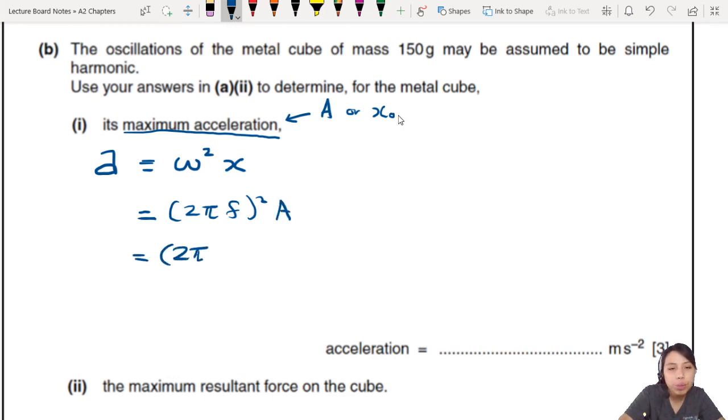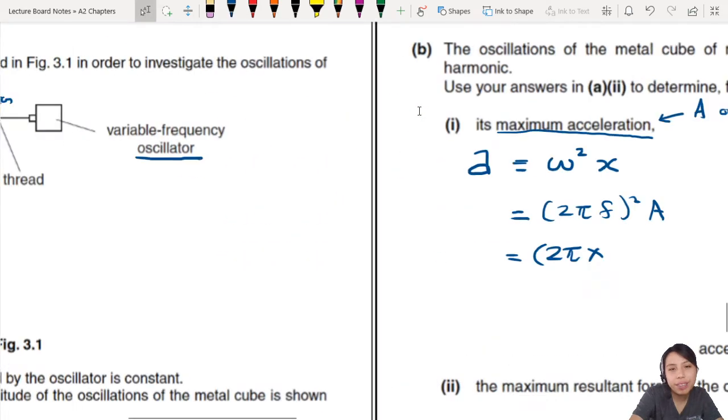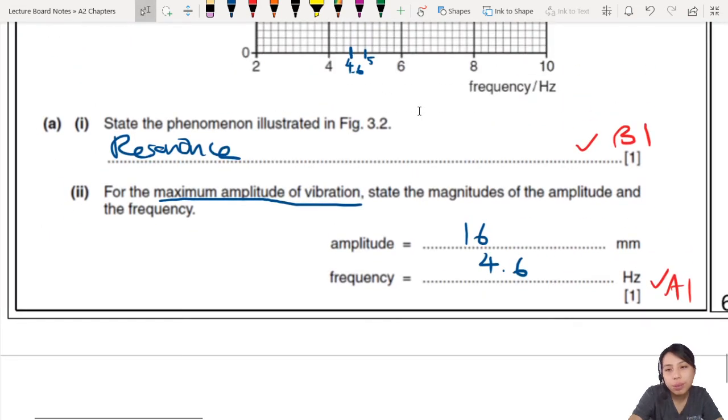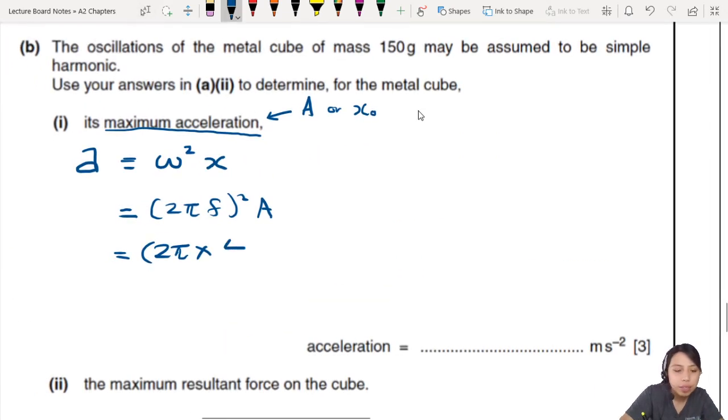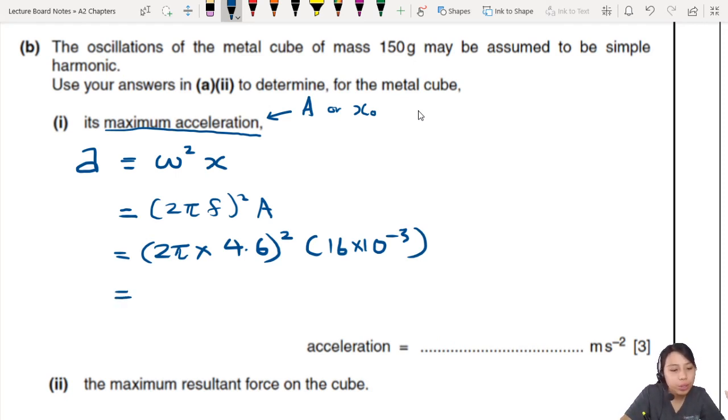So let's do the calculation. 2 pi frequency is what? Did we find the frequency yet? Have we found omega? Yes, we have. Previous section here. Frequency is 4.6. So let's use 4.6, square, times the amplitude, which is 16 millimeters. So 16 times 10 to the power negative 3. There we go. Okay, so multiply everything, you should get 13.37 meter per second square. Can round off lah, 13.4 or 13. I'll just put 13.4. 3 marks all.